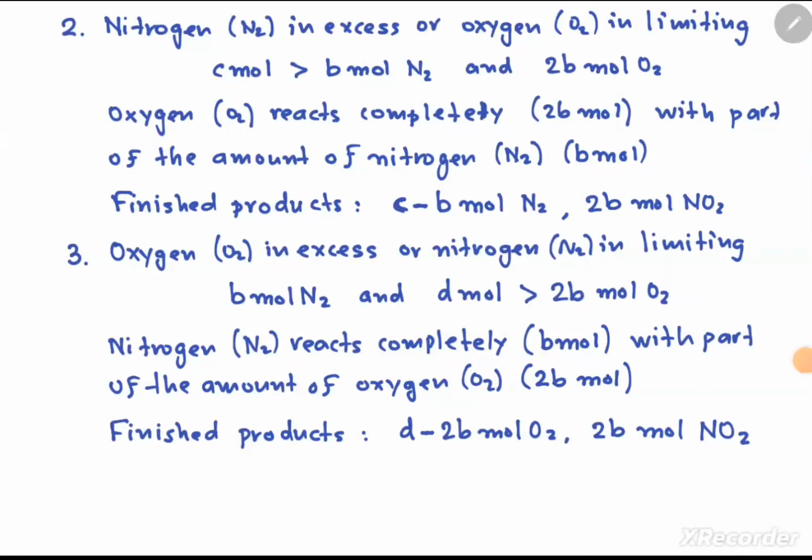So in these cases, we must find if we have reactants in stoichiometric ratio or excess from one of the reactants. Let's see some examples of how we succeed the excess control.